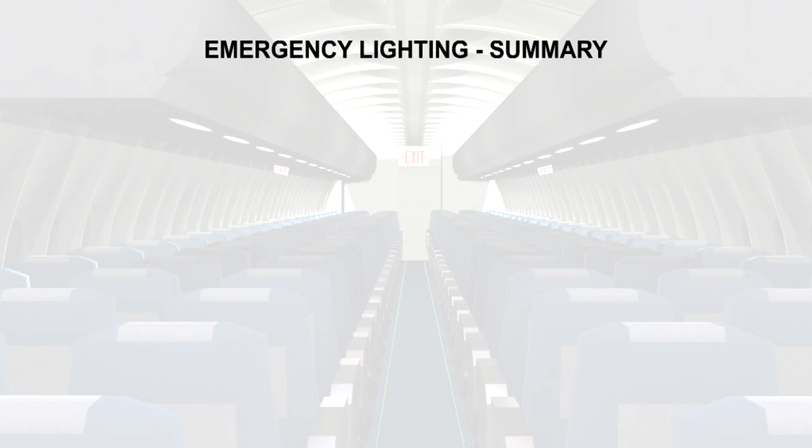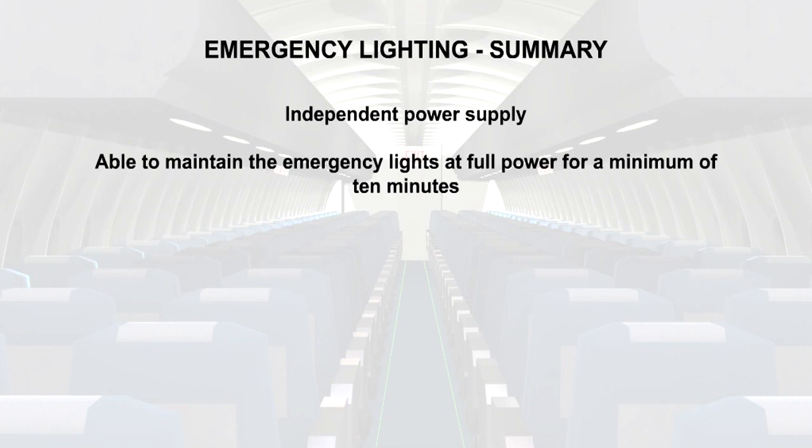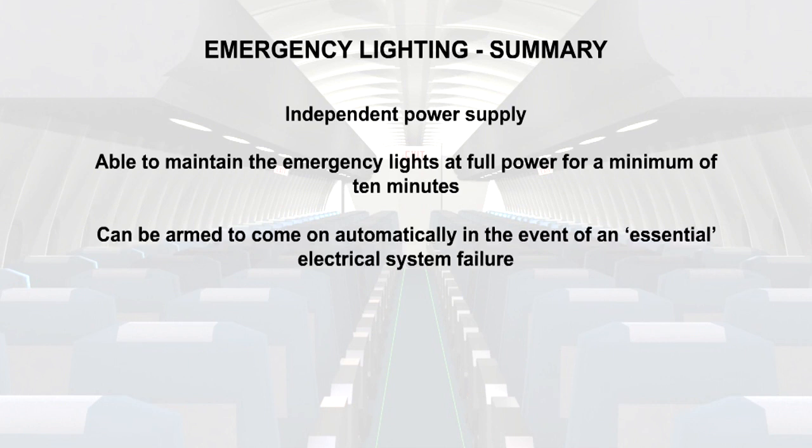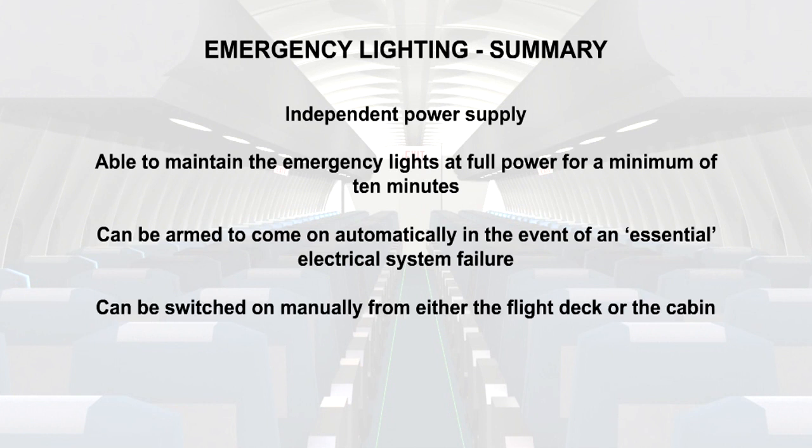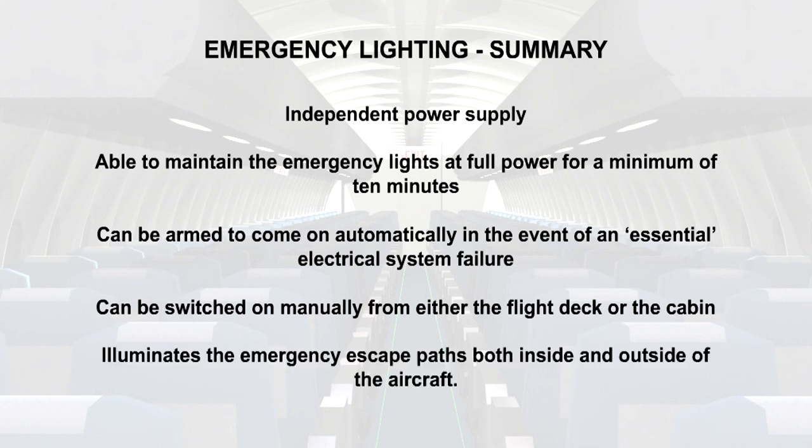That is the end of the lesson. Remember that the emergency lighting system has an independent power supply, which must be able to maintain the emergency lights at full power for a minimum of 10 minutes. The lights can be armed to come on automatically in the event of an essential electrical system failure, or they can be switched on manually from either the flight deck or the cabin. Emergency lights illuminate the emergency escape paths both inside and outside the aircraft.